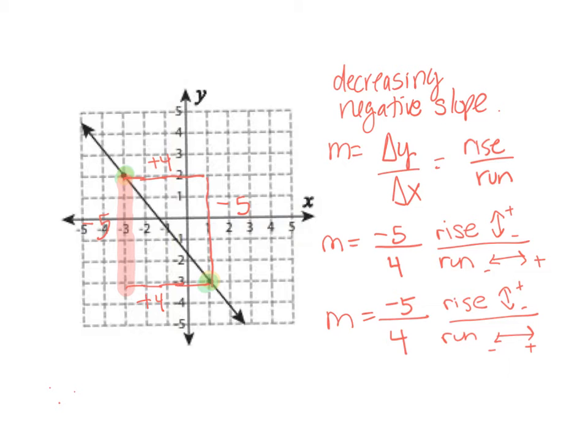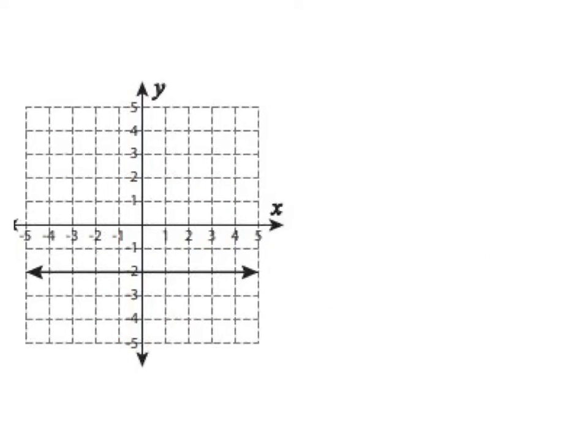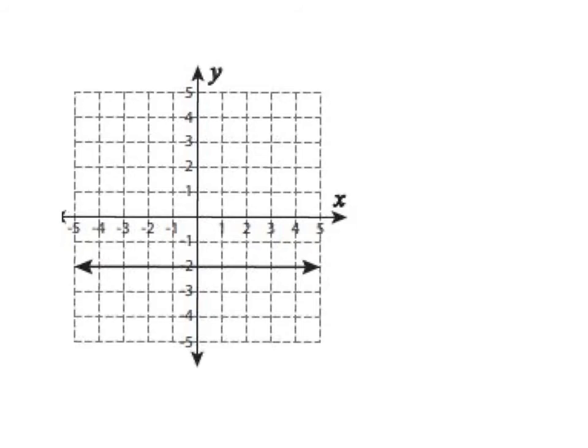Now let's look at the next example. If we look at this one, we can see that what we have here is a horizontal line. And so let's pick any 2 points on this horizontal line. Pick this point here, which is the point -2, -2. And let's just go with this point here, which is the point 3, -2.